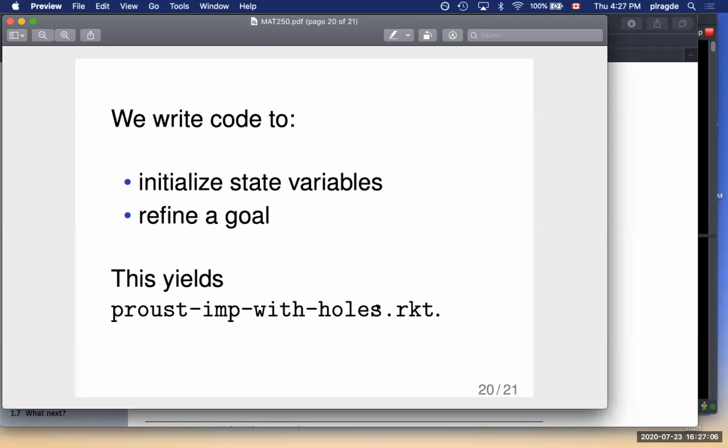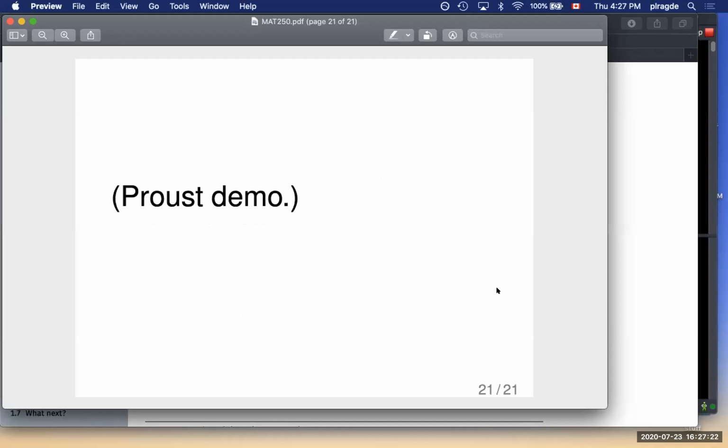And if you look at the code for the refine function in the program, you'll see more or less what you expect to see. All of this is going to be in Proust imp with holes, which is provided to you. So the last thing that Taras wanted me to do was to give you a demonstration of that.